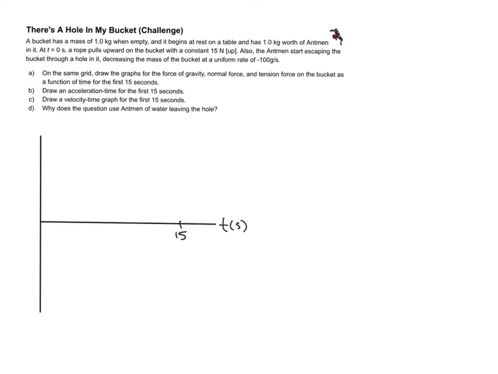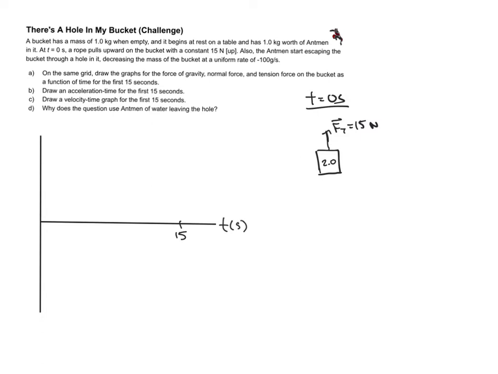Starting with the free body diagram. I'll start at t equals 0. At the very beginning of this thing, this bucket's on a table at rest. And then it's actually 2 kilograms at this time because it's 1 kilogram itself, and there's 1 kilogram worth of ant-men inside of it. And the rope's going to start pulling up on it with 15 newtons. That's the tension. And that's going to stay constant, actually.